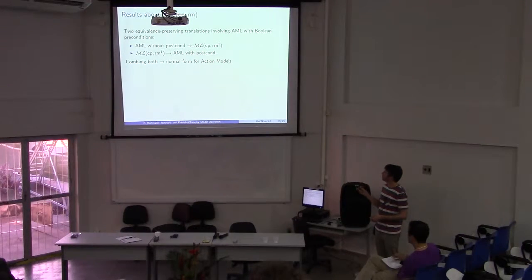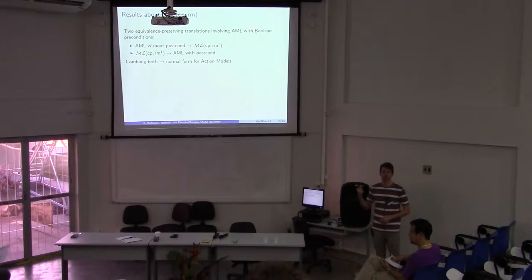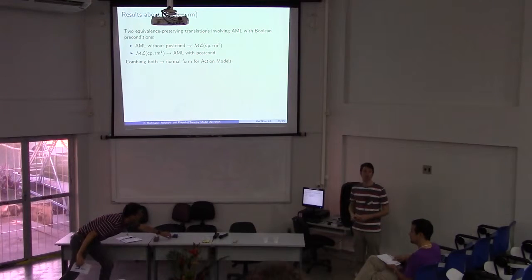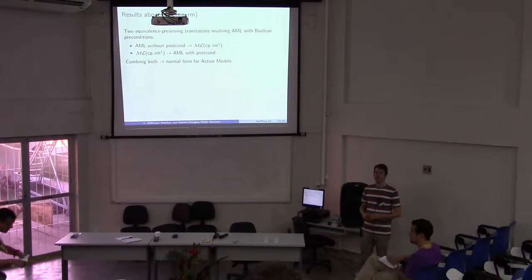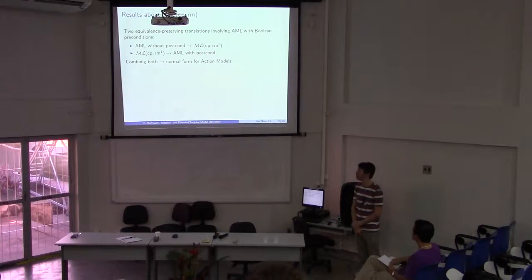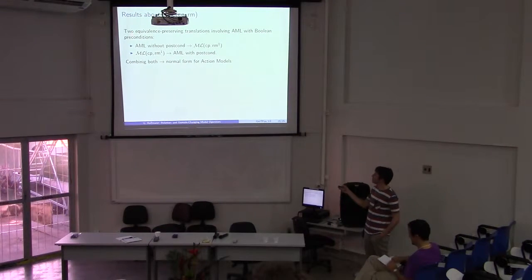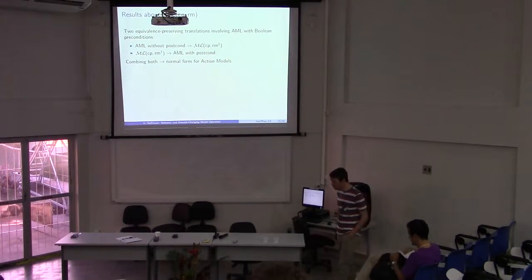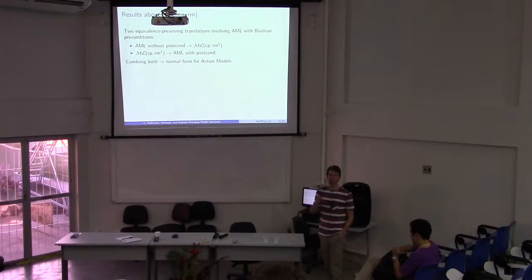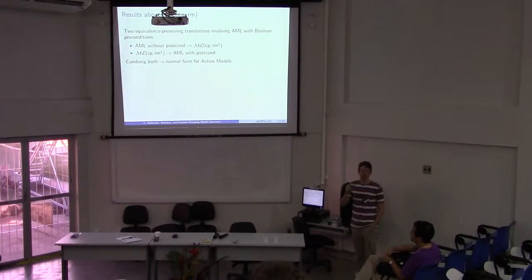To our copy and remove logic, there's a little one here, which means that the paths are of length one. So the remove operator can work on paths of any length, but in fact to represent action models, we only need paths of length one. So we have a first translation from AML to copy and remove. And there's another translation possible from copy and remove to AML, but with post conditions. I mean, it modifies the valuation of the model.